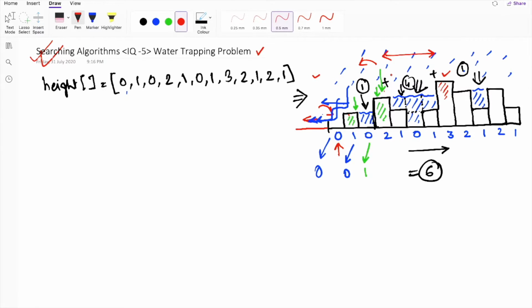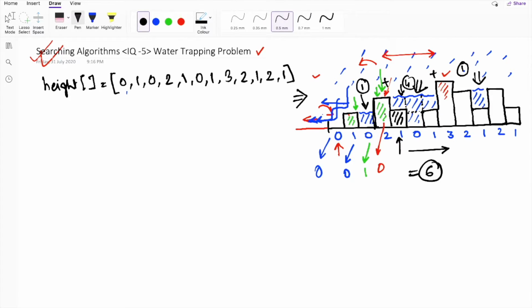So it's quite clear that on the top of this block, we cannot hold any water over here. So the water holding capacity of this block is also 0. Now let's consider the next block, that is the fifth block, which has a height of 1. Over here you can see that this block is surrounded by two blocks that are higher than this block.